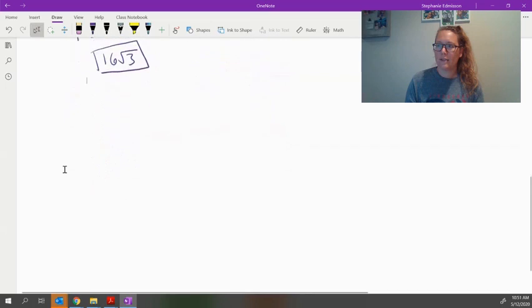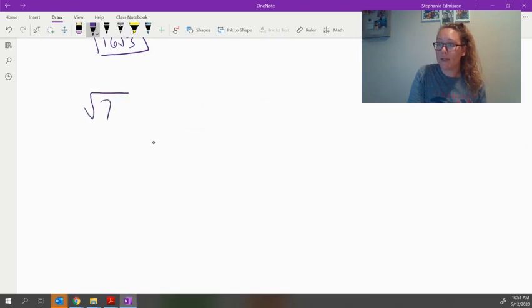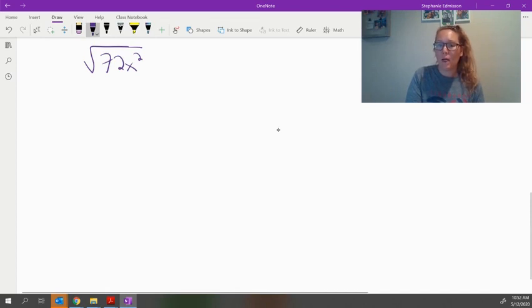Now let's take a look at an example that has a variable in it, just to show you that it's the same type of concept. We're going to do root 72 x squared. Okay, so root 72 x squared. First step is we've got to make our prime tree. Now we're not going to make a prime tree of x because it's not a number. I'll show you in a little bit what we do with that.